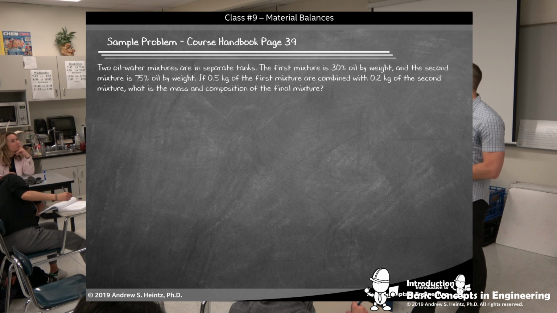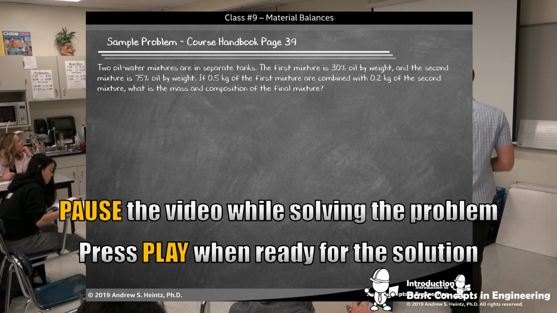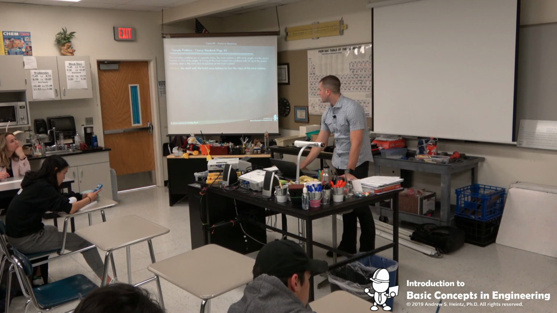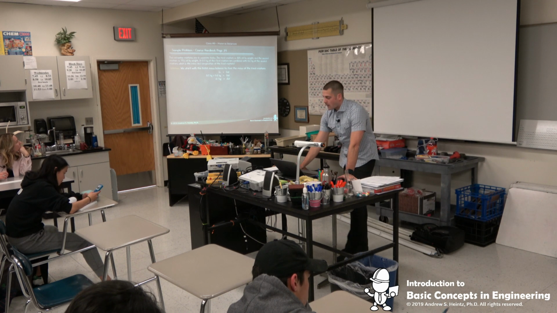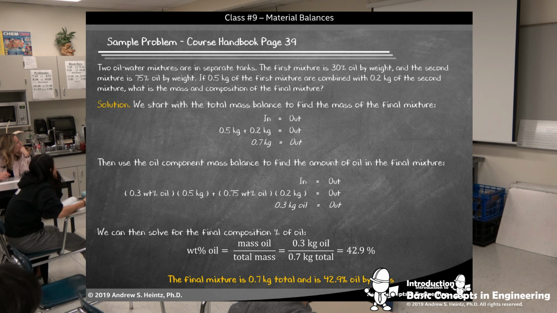Just to give you a hint, what we're going to do is start with the total mass balance to find the mass of the final mixture, and then you're going to solve for each of the components. All right, let's go through this one together as well. How I did it was I started with in equals out. Should sound very familiar by now. We know that we have 0.5 in and 0.2 in, which equals how much in? 0.7. Right, so now we're going to use the oil component balance to find the amount of oil in the final mixture.